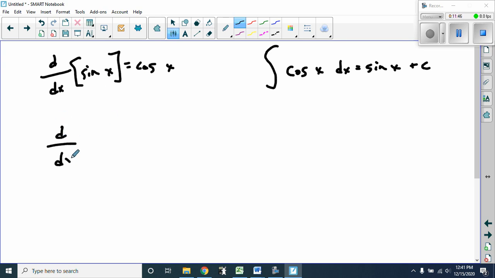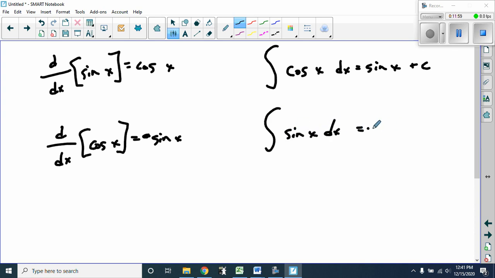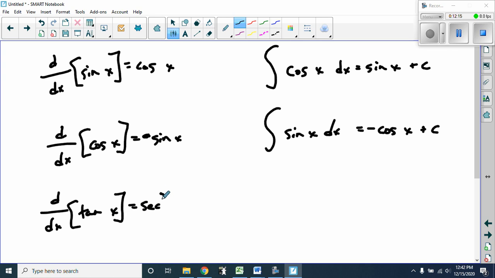We know the derivative of cosine is negative sine x. Therefore, the integral of sine x is negative cosine x. And then the other trig rules hold as well. The other one you should know, derivative of tangent x is secant squared. So the integral of secant squared is tangent.